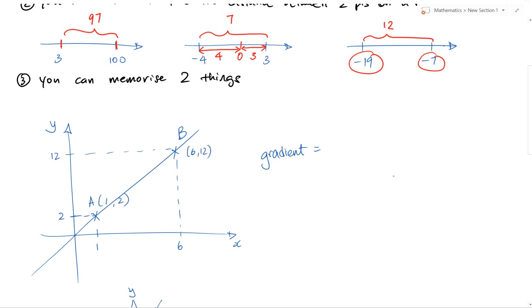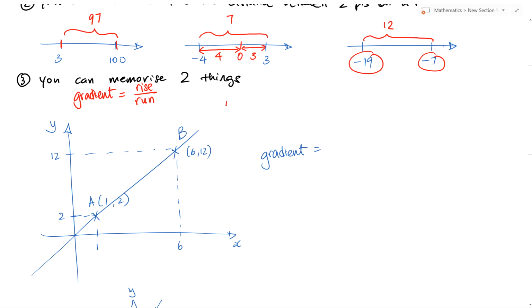Finally, you need to be able to memorize two things. And here are the two things. First is the formula. The gradient is given by rise over run. You need to memorize it is rise in the numerator and run in the denominator. Rise, as the word suggests, is to go from the bottom to the top. Okay, now next, run.